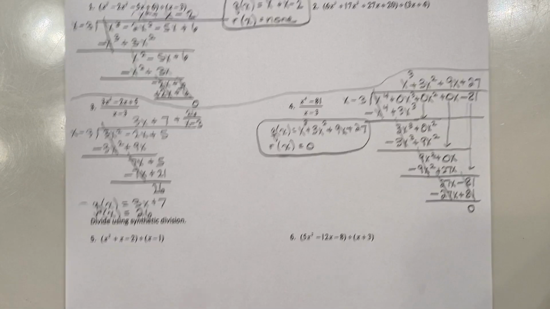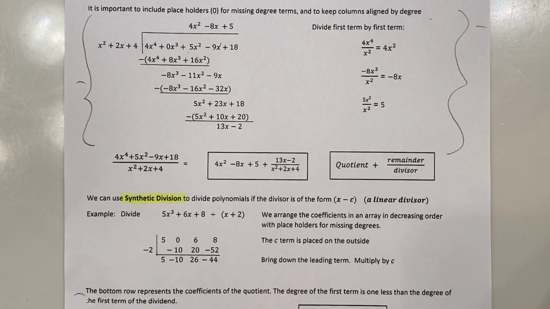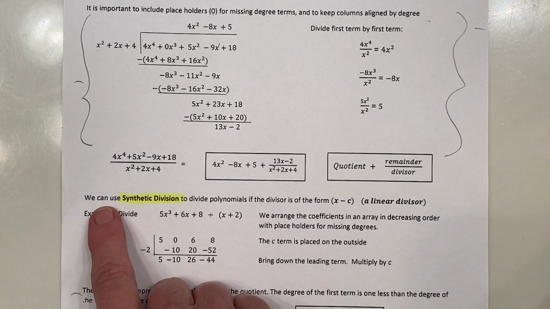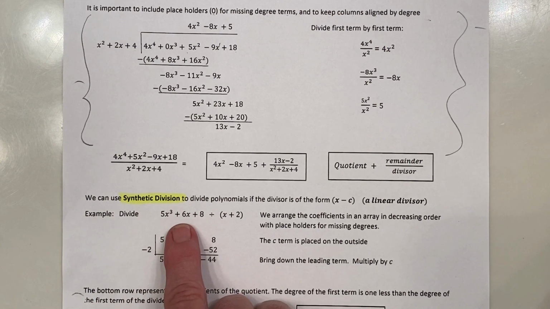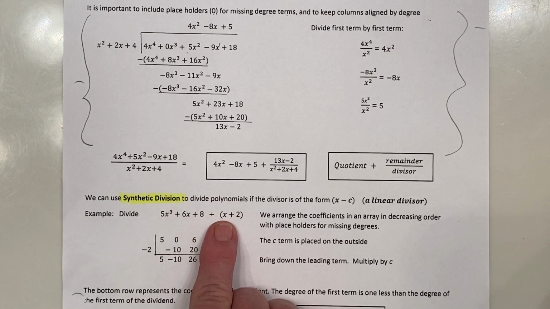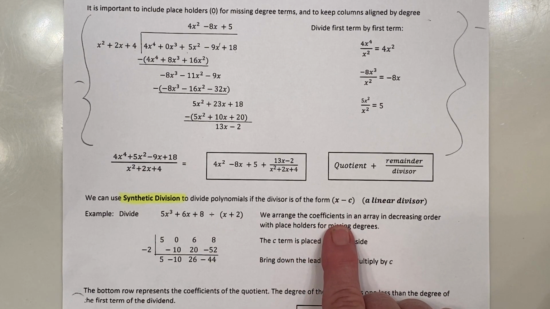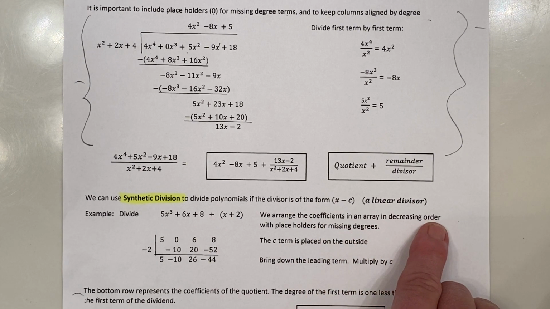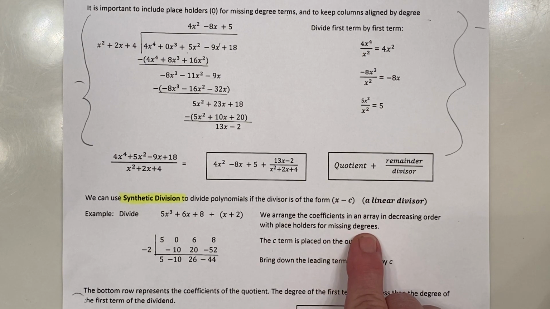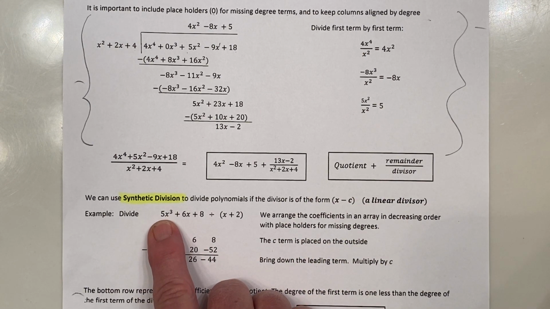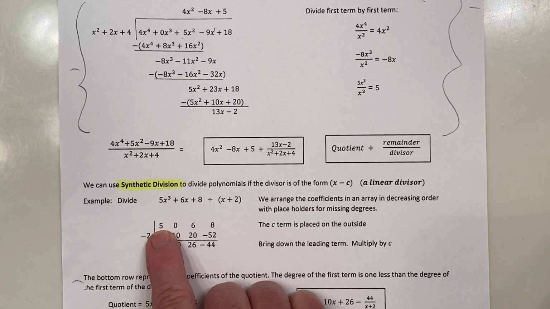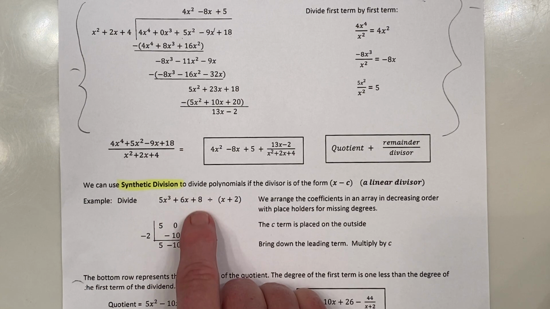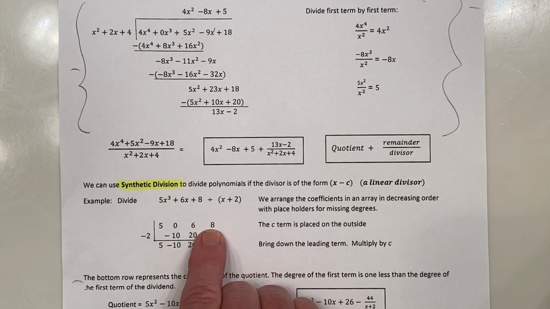Okay, so let's look at what synthetic division is. Now that we know when we can use it, well, what is it? So what we do is, in this particular problem right here, we have to arrange the coefficients in an array in decreasing order with placeholders for missing degrees. For example, look at our dividend. We're missing an x squared term, so we'd want to fill in a 0. But the cubic has a coefficient of 5, so a 5 here, 0 for the x squared term that's missing, 6 comes next, and the constant comes last.